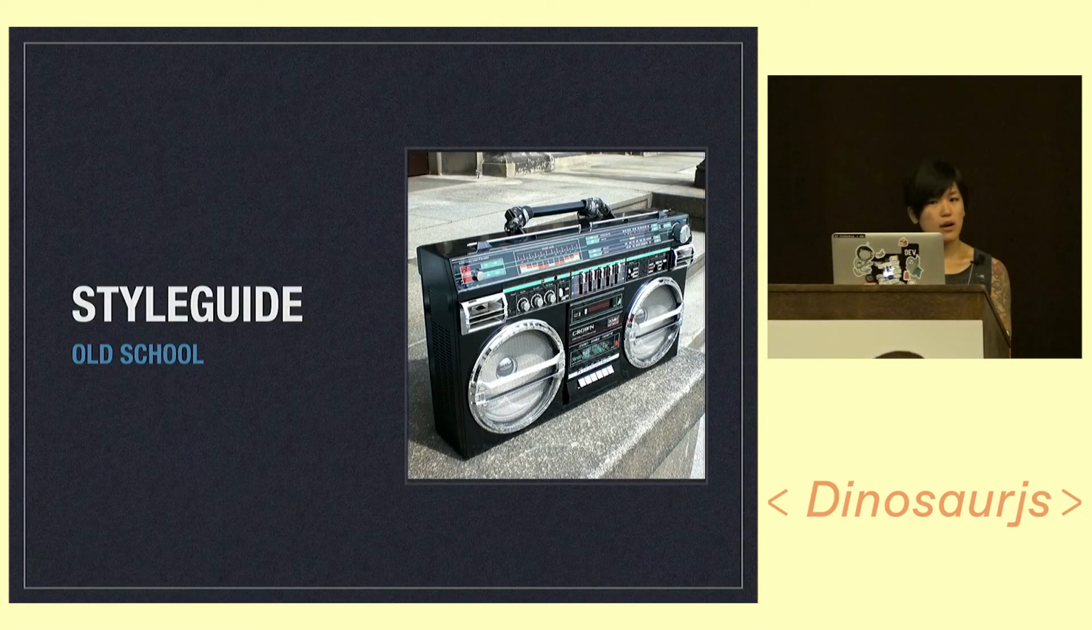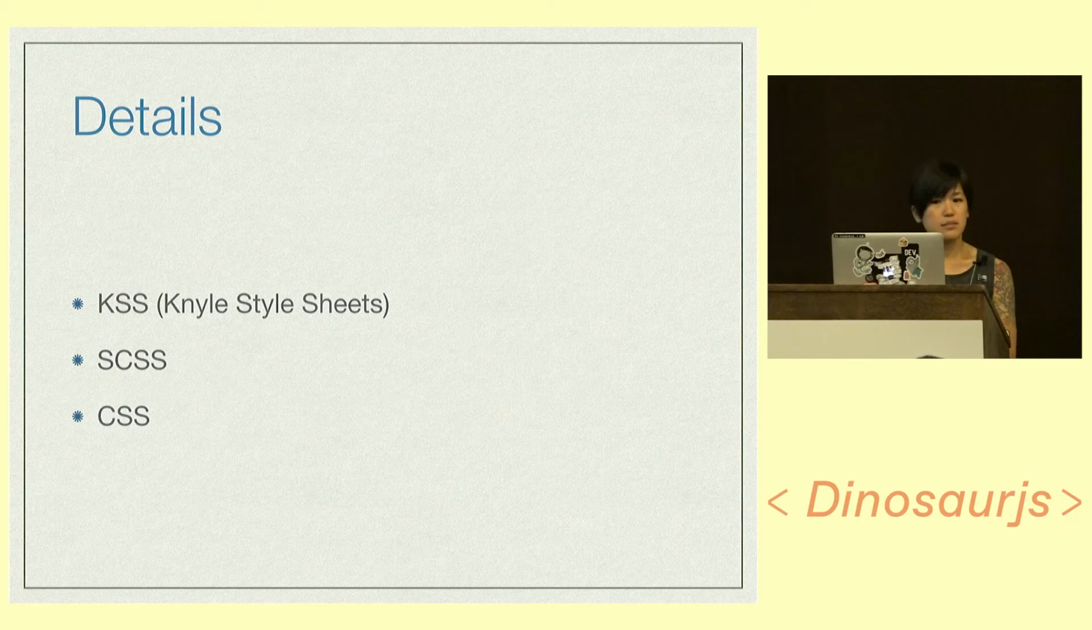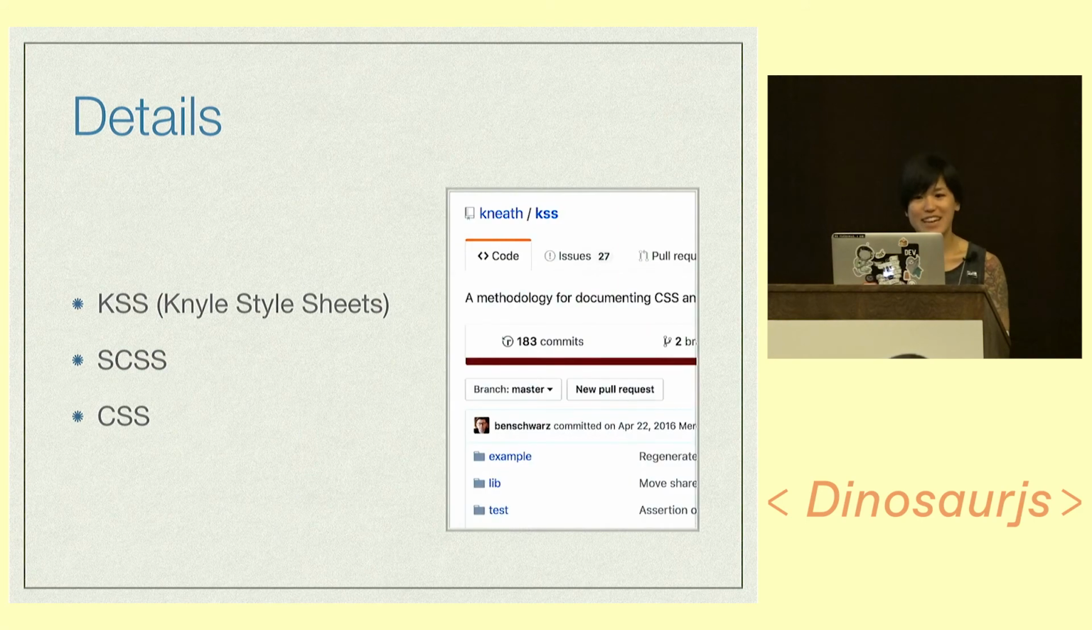So onto our old school style guide. Some details about that style guide were that it was created with KSS, which stands for Knyle Style Sheets, so named for the creator, Kyle Neath. So KSS basically auto-generates style guide documentation with HTML and CSS. And funnily, I just took a look and saw that the last commit was made by Ben Schwartz, who spoke earlier today. And that was in 2016.